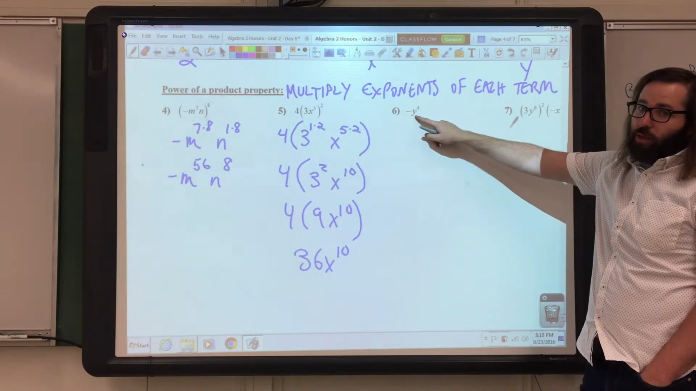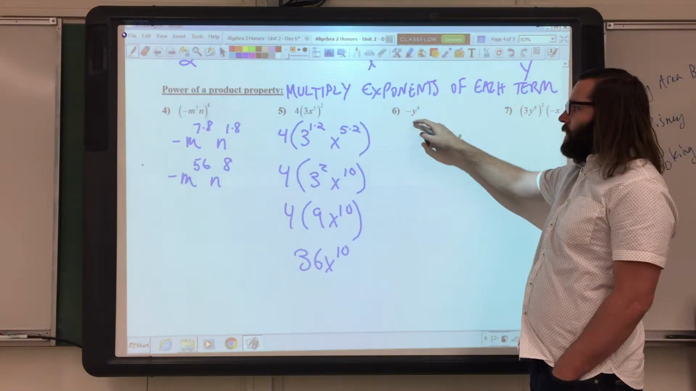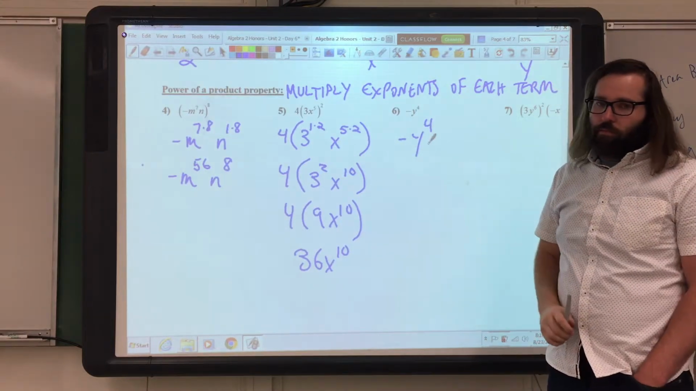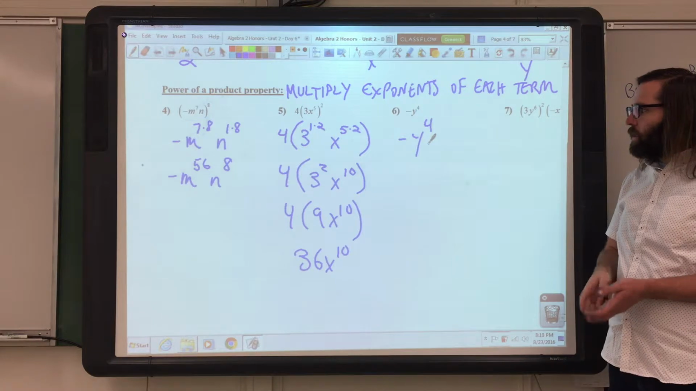Okay, number 6, no parentheses. This negative is not with this y. It's not in there. So this is just right there. That's it. It was a trick.